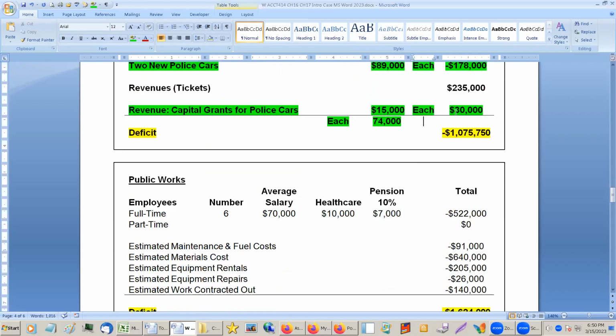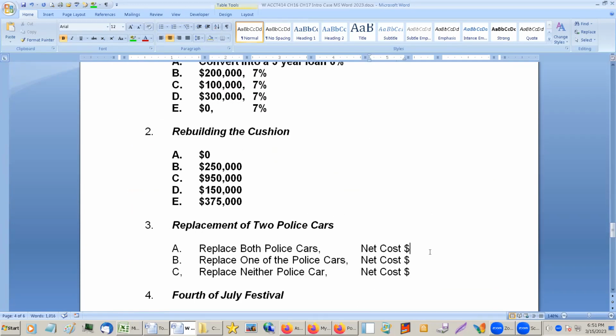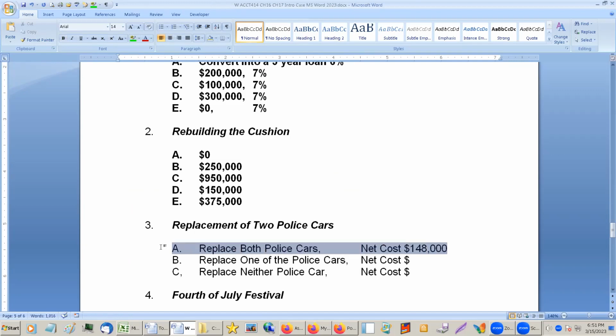Yeah, and you look over here, you can just multiply this by two. So the net cost each is this. You can also take 178 minus 30 and get the same thing. So 74,000 times two is 148. Okay, so that's one of them.